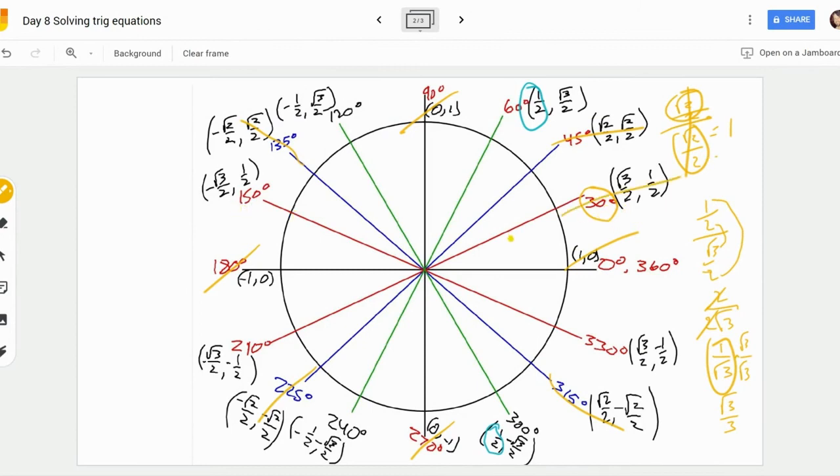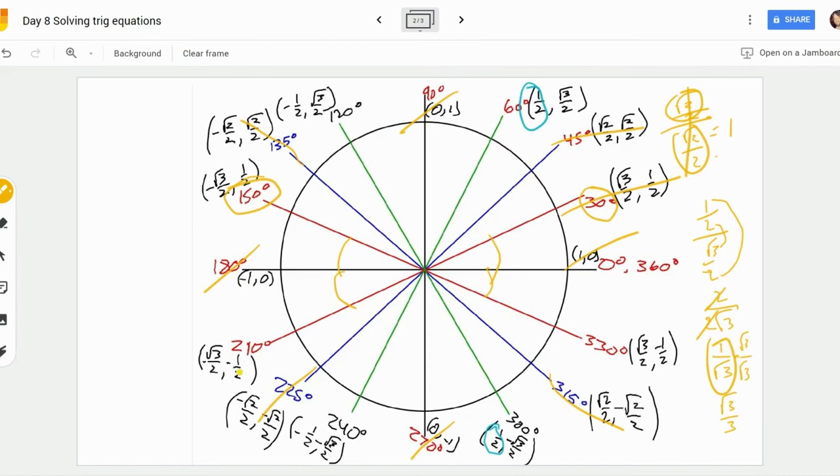The other 30-degree reference angles, these are the 30-degree reference angles. They're all going to give me the same answer, but maybe positive or negative. This one, I have one negative. So the top would be positive, bottom would be negative. My overall answer is going to be negative. So this is one of them that we're looking for.